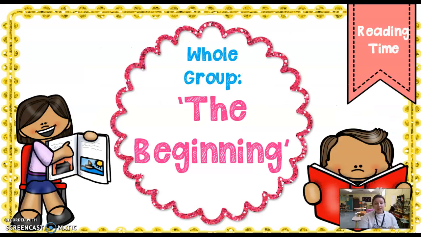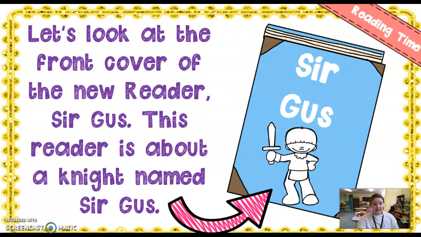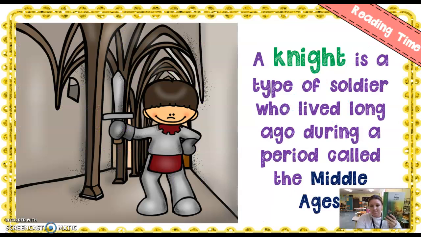Okay? We are going to be starting a brand new reader today, and we're going to be reading the story called The Beginning. So the front cover of our new reader is called Sir Gus, and this reader is all about a knight named Sir Gus. A knight is a type of soldier that lived a long time ago during a period called the Middle Ages.